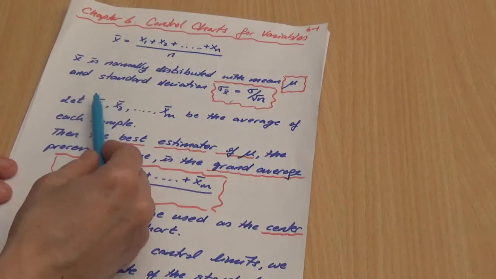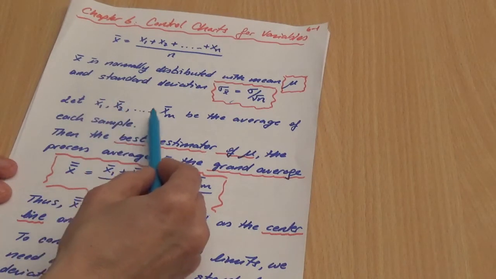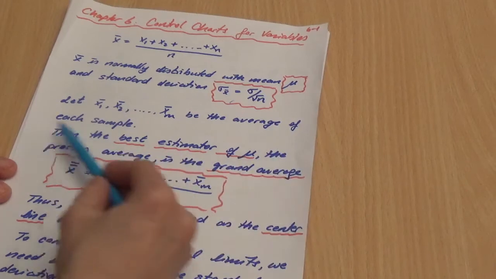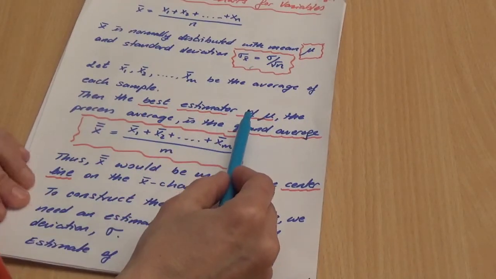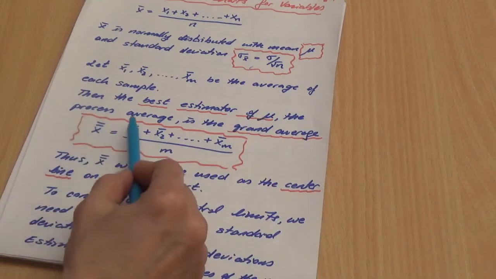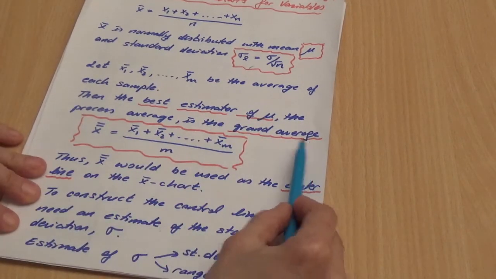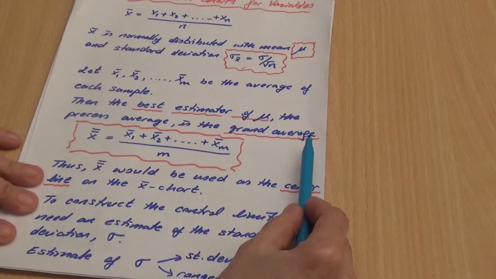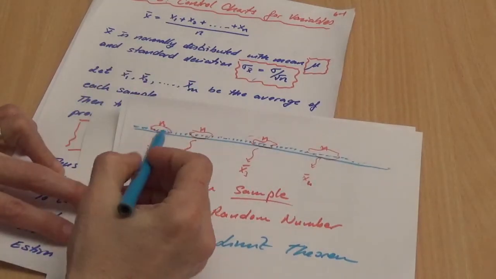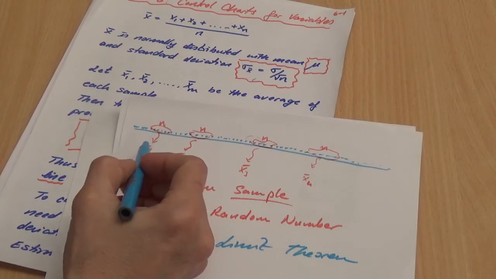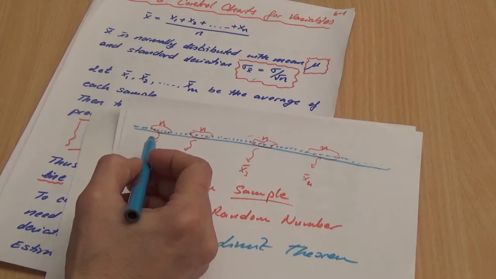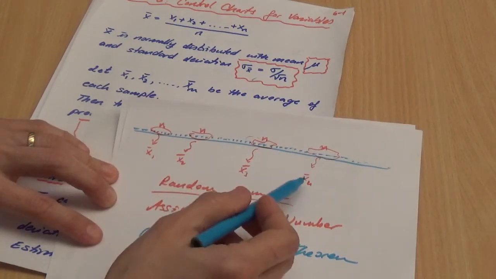Let x1 bar, x2 bar and xm bar be the average of each sample. Then the best estimator of mu, the process average, is the grand average. What do we mean by grand average? As we said, we have the averages of every sample. We have one average here. We have two average, 3, 4.